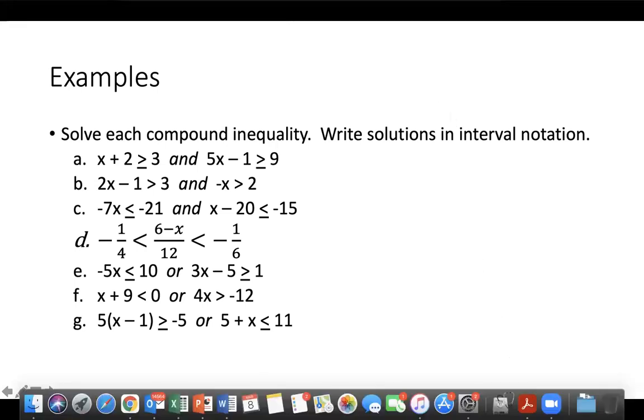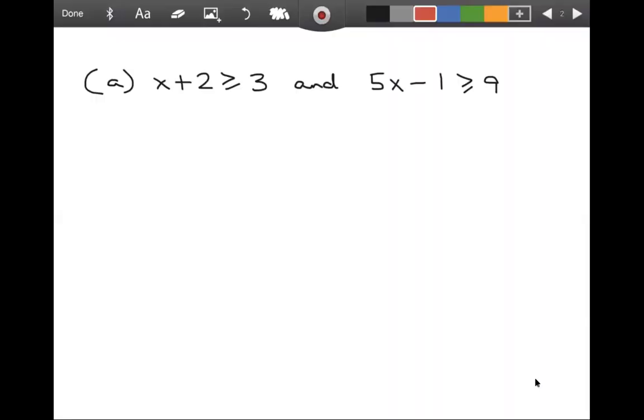Starting with letter A, which is the compound inequality x plus 2 is greater than or equal to 3 and 5x minus 1 is greater than or equal to 9. So remember, any solution to this compound inequality has to make both of those inequalities true. So what I'm going to do is solve each of these simple inequalities separately. So if x plus 2 is greater than or equal to 3, that means x is greater than or equal to 1.